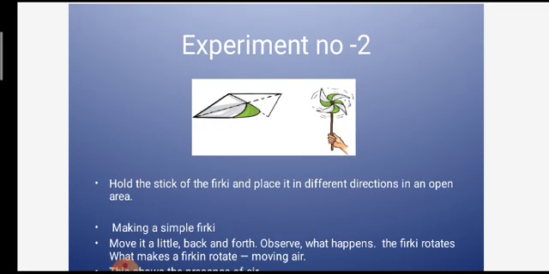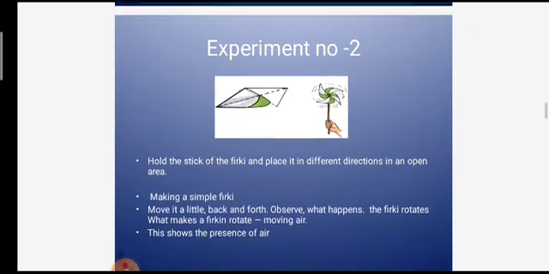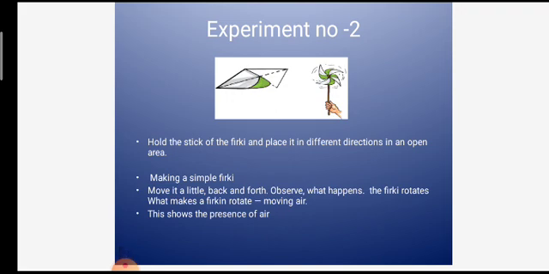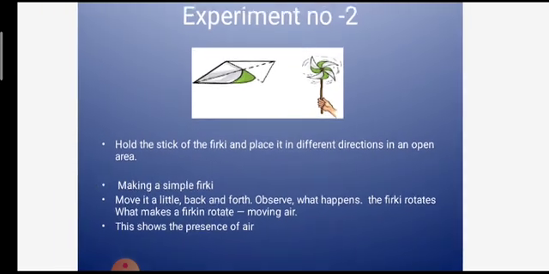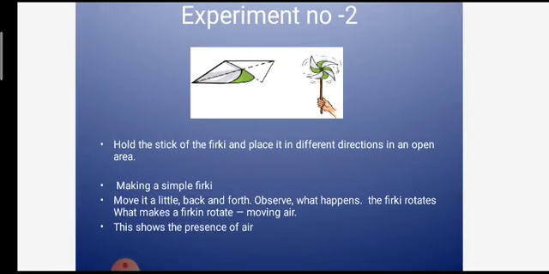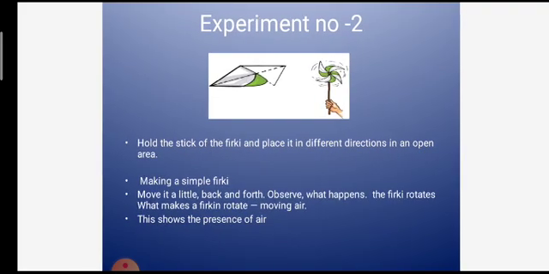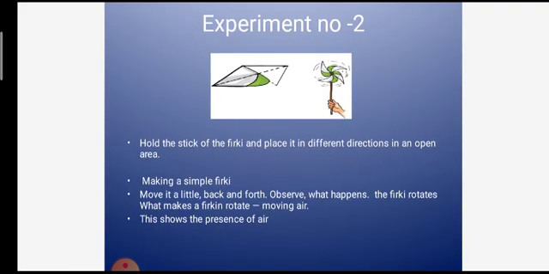Making a simple fricky, move it a little back and forth. Observe what happened. The fricky rotates, right? The fricky gets rotated. How is it rotating? Because there is air in the atmosphere which is helping this fricky to rotate. What makes the fricky rotate? That is moving air. Moving air helps to rotate the fricky. This shows the presence of air.